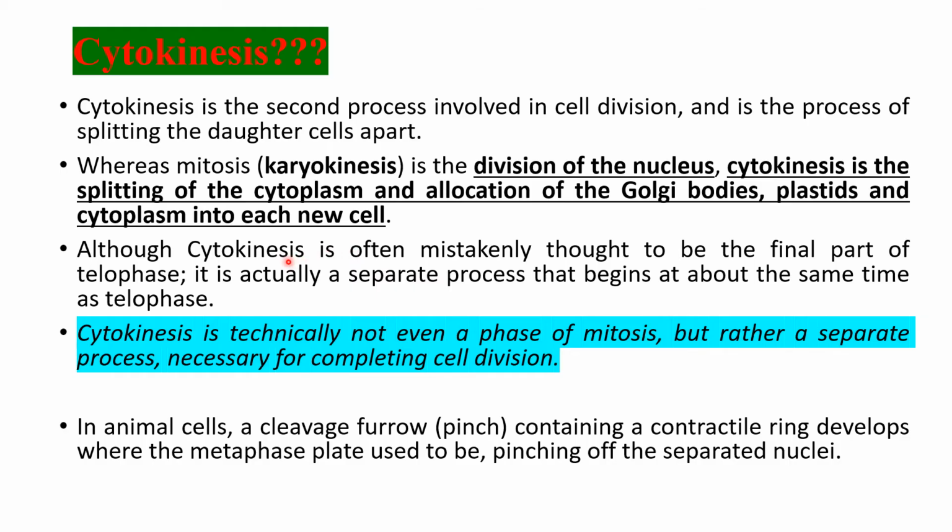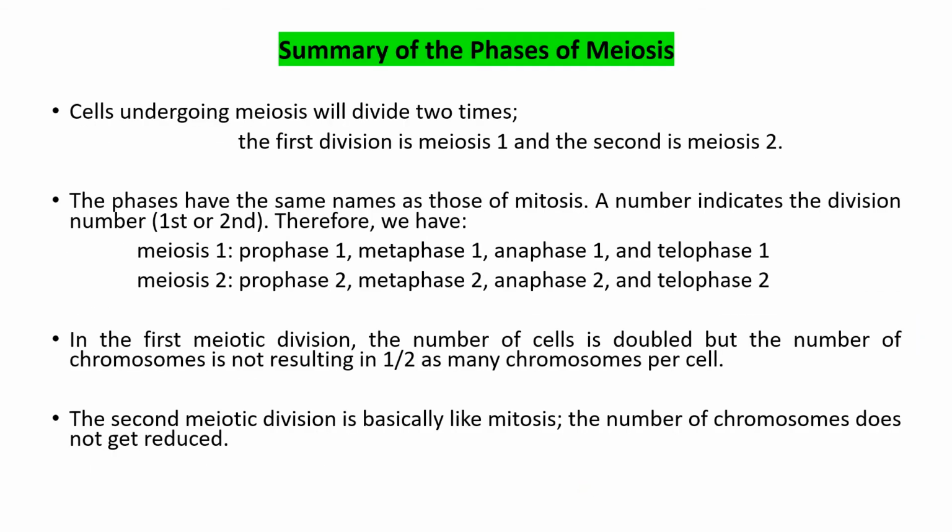Although some people often mistake cytokinesis to be the final part of telophase, it is actually a separate process, but it begins at about the same time as karyokinesis. So cytokinesis is technically not even a phase of mitosis, but rather a separate process necessary for completing cell division. In animal cells, the cleavage furrow containing a contractile ring develops where the metaphase plate used to be, pinching off a separate nucleus.